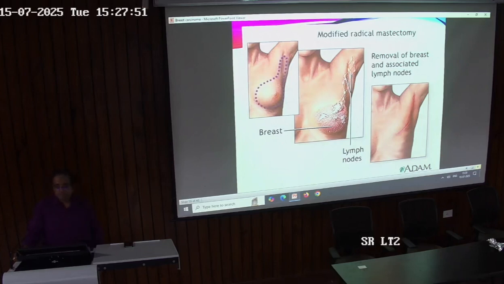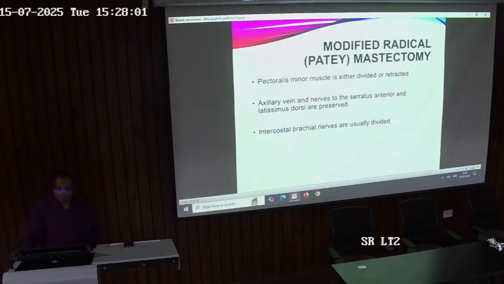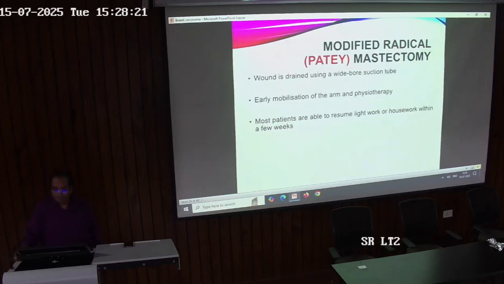We have to remove the breast, entering from the axillary tail. We have to enter the axilla, in which the level 1 and 2 lymph nodes are to be removed. Pectoralis major and minor muscle is either retracted or divided. Axillary vein and nerve to the serratus anterior and the latissimus dorsi are preserved. Intercostal branch nerves may usually be divided since they only provide sensation to the costal margin.